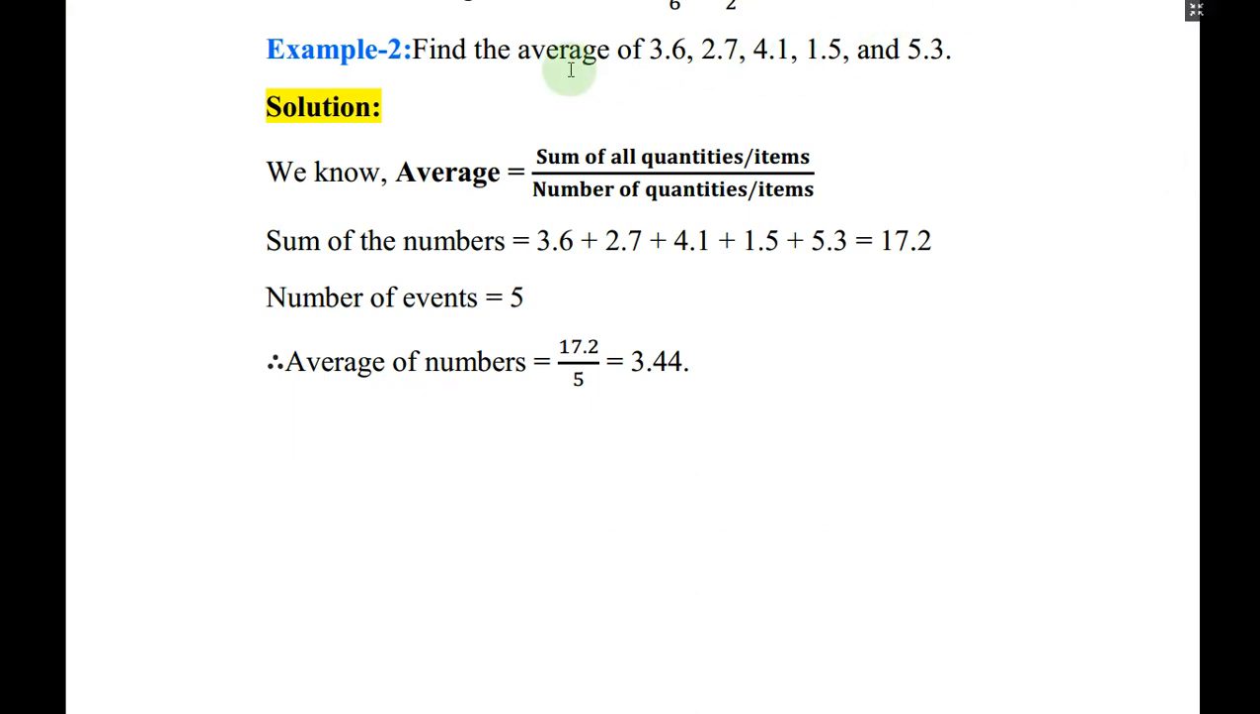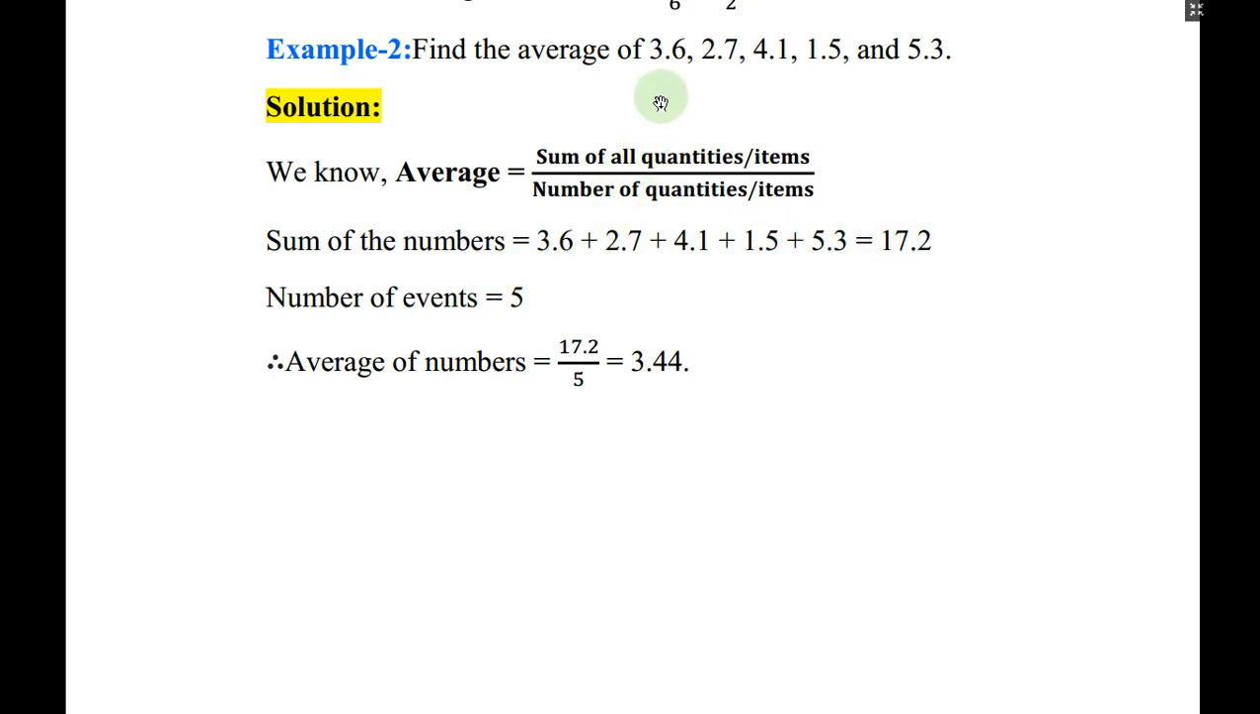So we will discuss another example. Here some numbers 3.6, 2.7, 4.1, 1.5 and 5.3 are given. The difference is only that these are decimal numbers. You have already learned the decimal fraction, so it is not a problem for you. With the similar procedure, you need to find the sum of the numbers, that means 3.6 plus 2.7 plus 4.1 plus 1.5 plus 5.3. If you add these decimal numbers, it will be 17.2.